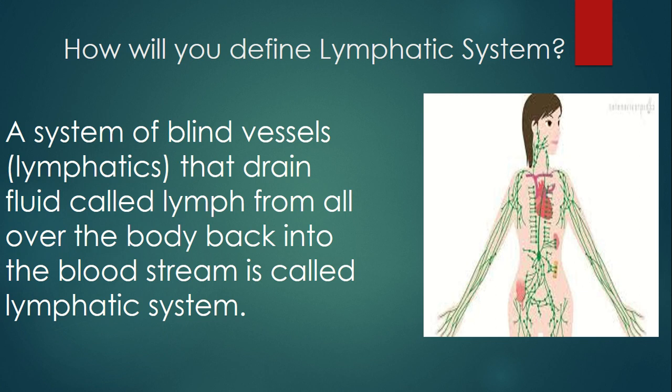How will you define the lymphatic system? You can define the lymphatic system as a system of blind vessels, which are called lymphatics, that drain a fluid called lymph from all over the body back into the bloodstream.